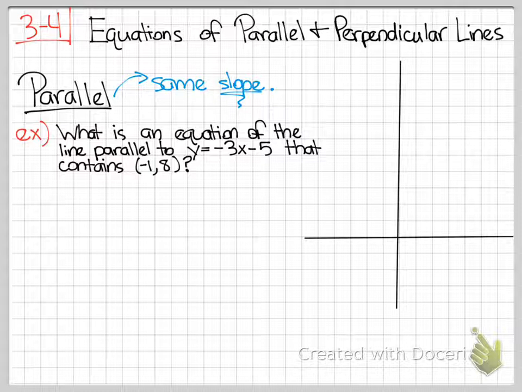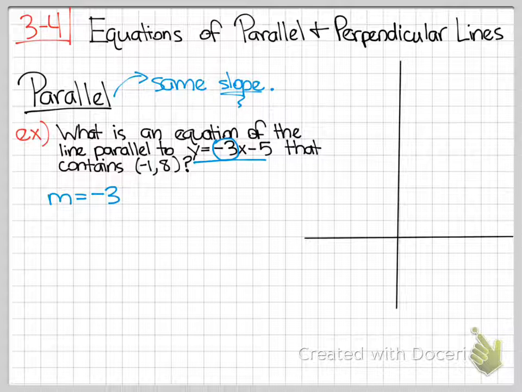It says, what is an equation of the line parallel to y equals negative 3x minus 5 that contains the point negative 1, 8. So we've got this line, y equals negative 3x minus 5. We want to write the equation of another line that is parallel to that one. So first of all, in the line that we have, what is the slope? Well, the slope here, as you can see, is what's in front of the x. It's our m, right? So it's negative 3. So that means the slope of our new line is also negative 3 because parallel lines have the same slope.